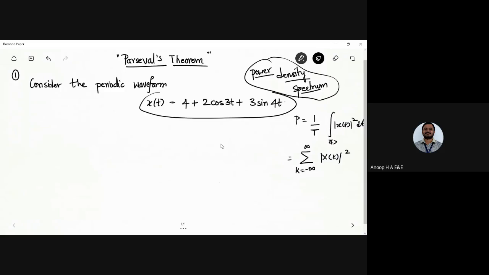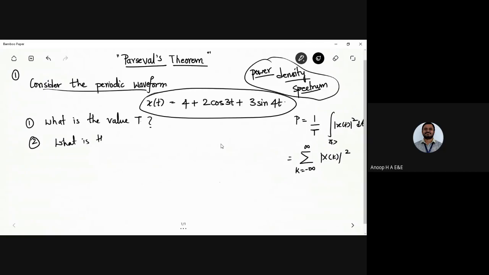Okay, so now you have x of t equal to 4 plus 2 cos 3t plus 3 sin 4t. We have to consider that periodic waveform. So what we are going to find is, first, what is the value of T? You are going to solve more problems here, so I'll be giving them to you. You have to solve them and let me know the answer as soon as possible.